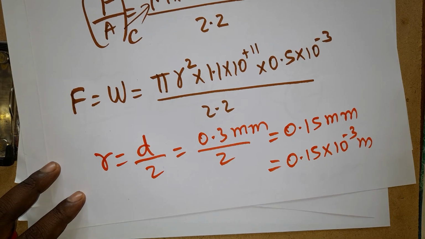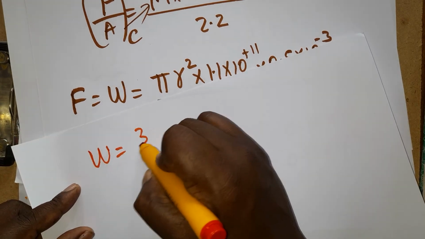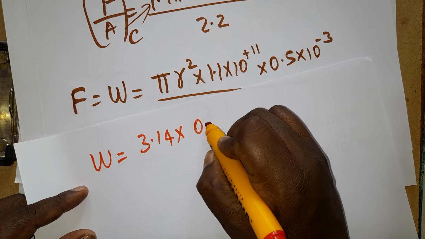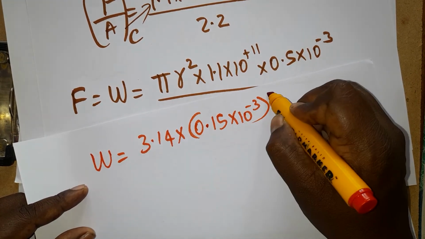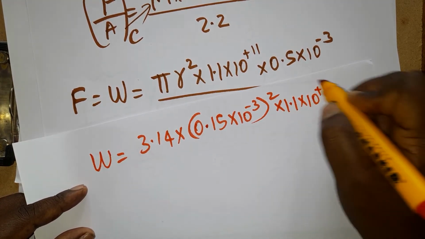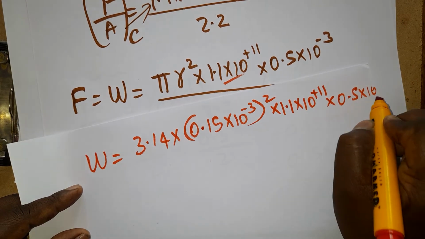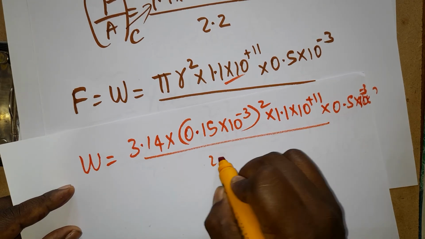Now the weight we can call as a force. That only we are going to calculate. It's going to be pi is 3.14, the radius I know, 0.15 into 10 power minus 3 whole square, into 1.1 into 10 power plus 11, this value 0.5 into 10 power minus 3. 10 power minus 3, it's a conversion, divided by 2.2.